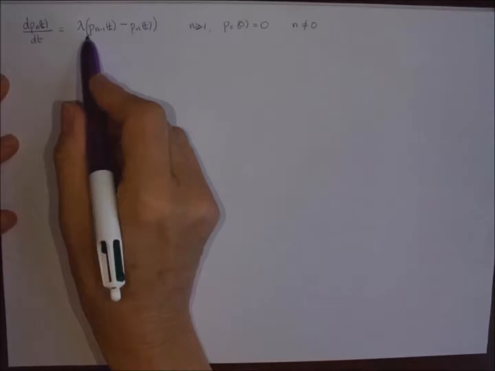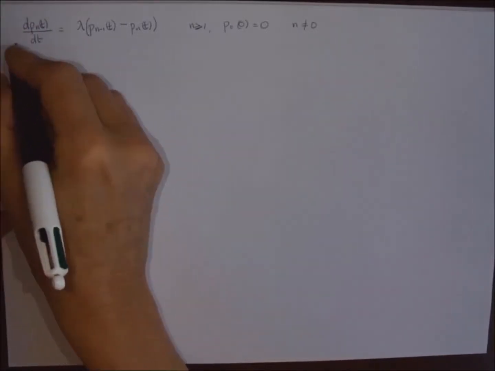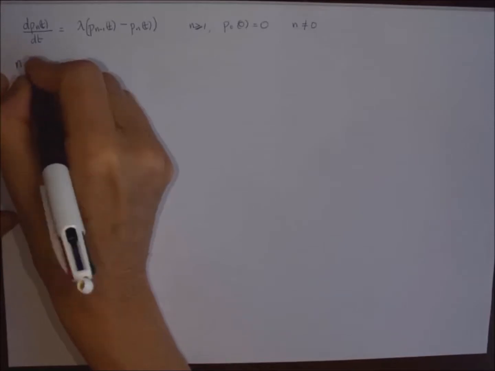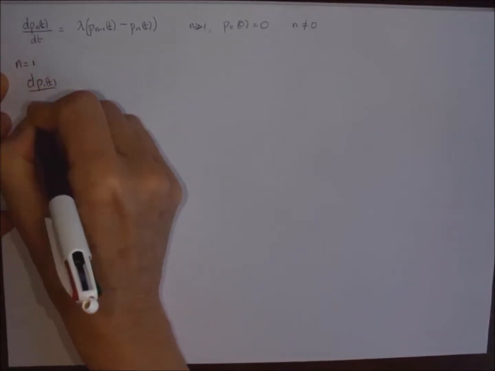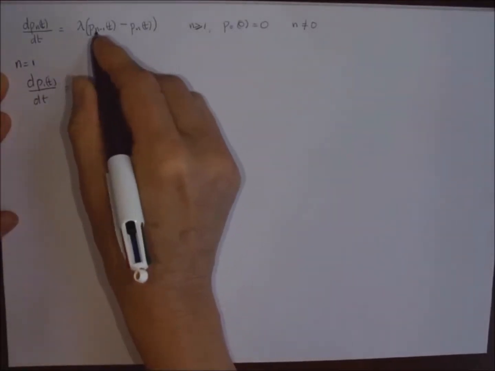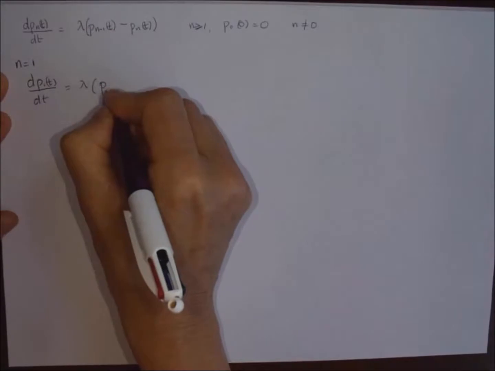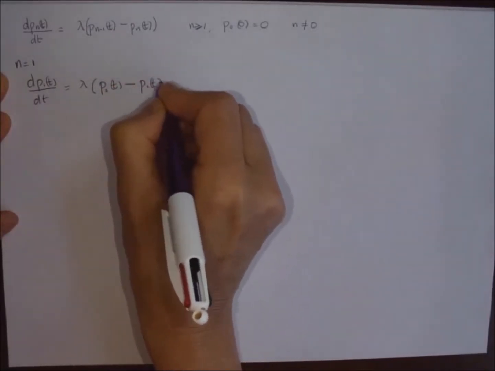So this is much longer, but we'll have to do some shortcuts in this one, okay? For this one, this was the second equation given in the question, I'm going to let n equal 1. So we'll have dp1 of t dt equals lambda on 1 minus 1 is 0, p0 of t minus p1 of t.